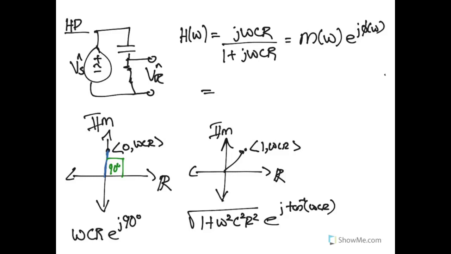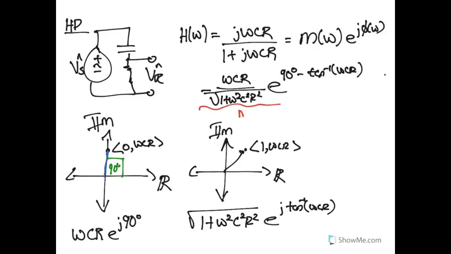And so I can now rewrite all of this by saying my numerator is wCR over the square root of 1 plus w squared C squared R squared, and then our exponentials are going to be 90 degrees minus the tangent inverse of wCR. This expression right here is going to be my magnitude function, and this expression right here is going to be my phase function.